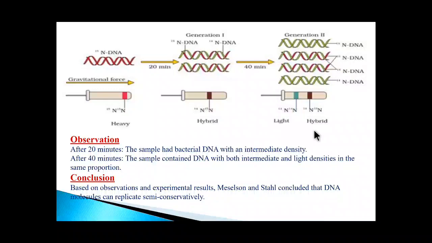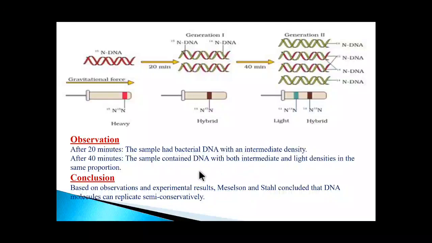Okay, so as it did not contain any new heavy nitrogen or N15, it confirmed the semi-conservative mode of replication. So DNA extracted from the culture contained equal amounts of hybrid DNA and light DNA. So what was the observation? That the sample had bacterial DNA with an intermediate density, and after 40 minutes the sample contained DNA with both intermediate and light densities in the same proportion.